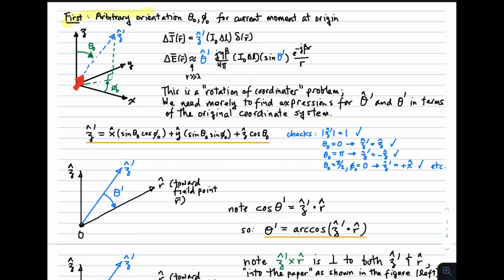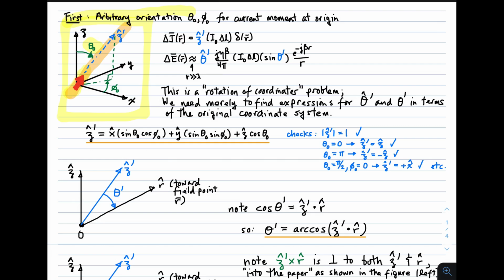So first, let's consider arbitrary orientation. We'll keep the current moment at the origin, and we'll change its orientation. So the picture shown here on the left indicates the scenario. Here the current moment has been tilted away from the z-axis by this amount theta naught. And so we can imagine that there is a rotation of the z-axis to this new direction, z hat prime.